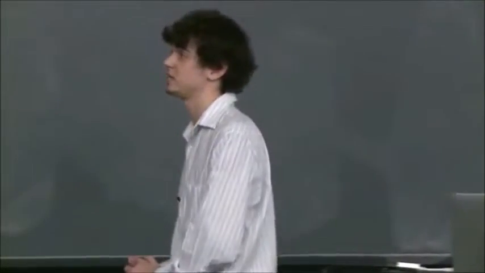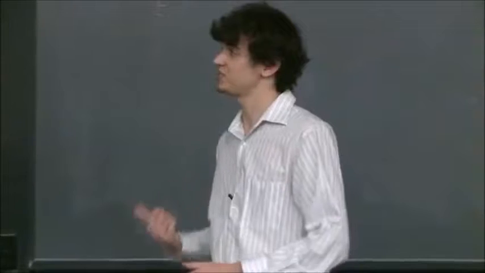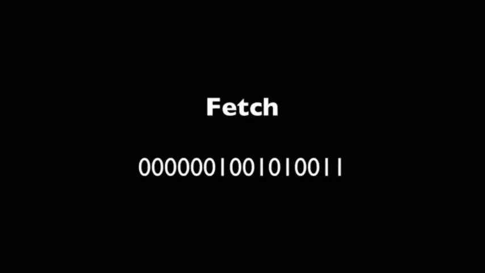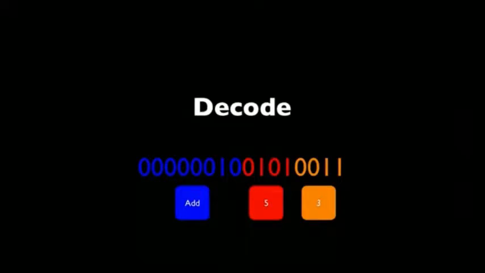OK, so let's take a look at an example. Let's say that we're putting this thing through our pipeline. So we execute our fetch phase, and that fetch phase returns us a series of digits like this. And I have no idea what this means, and neither does the CPU. So we need to run it through this decode step.